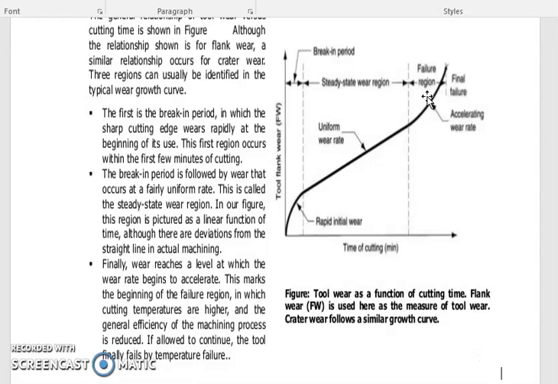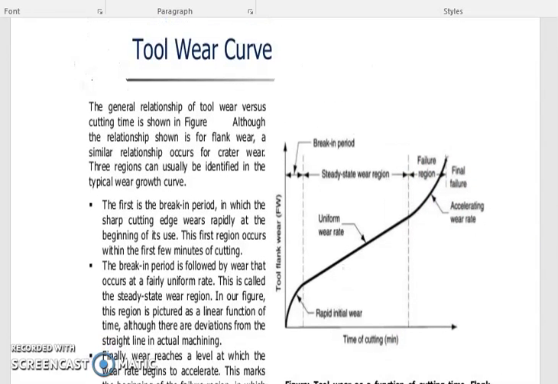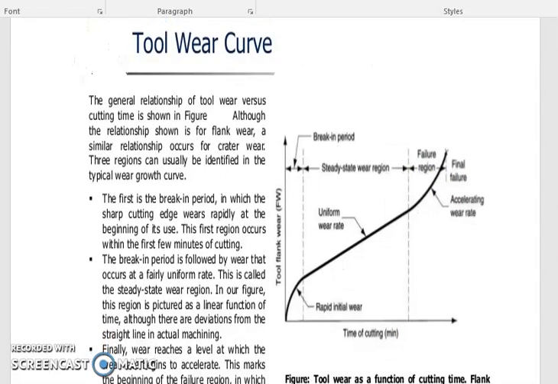So that is what we can discuss and characterize, the various behaviors as observed in the different portions of this grinding wheel wear curve.